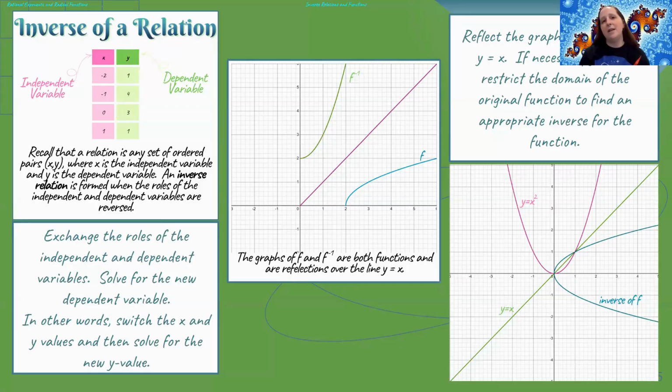The graphs of f and the inverse of f are both functions and are reflections over the line y equals x. You can see this for both of these graphs here. I start with a function and reflect it over the line y equals x. When I reflect the graph across the line y equals x, if necessary, you can restrict the domain of the original function to find an appropriate inverse. Especially when you're dealing with x squared or x to the fourth values, you're probably going to have to restrict the domain, because when you flip it over, it doesn't become a function. And that is the end of Unit 5, Lesson 6.